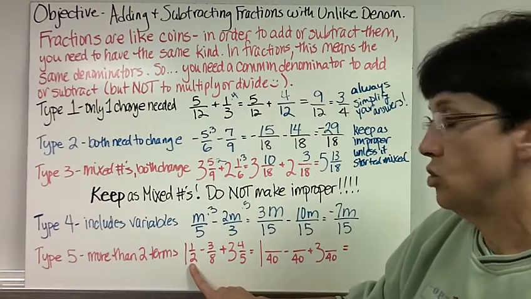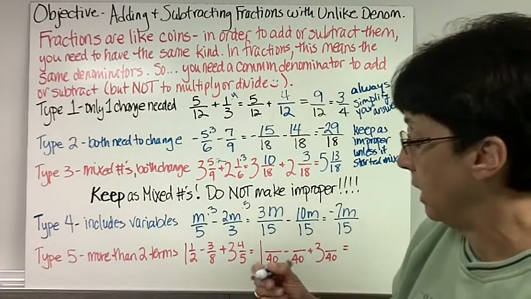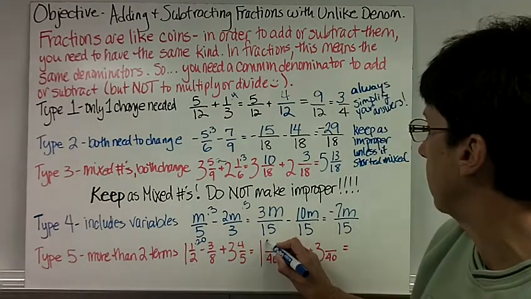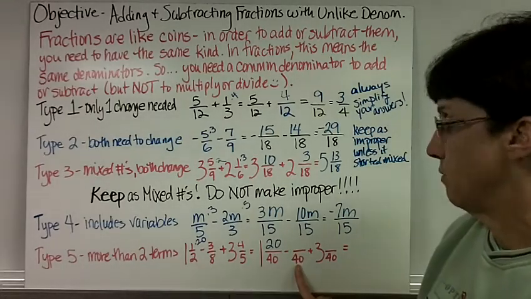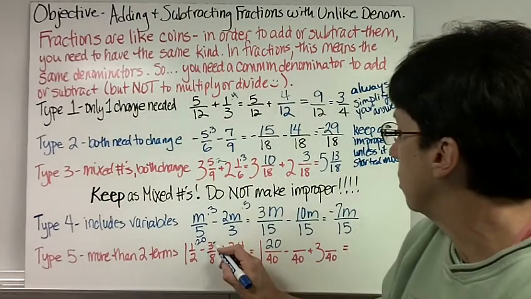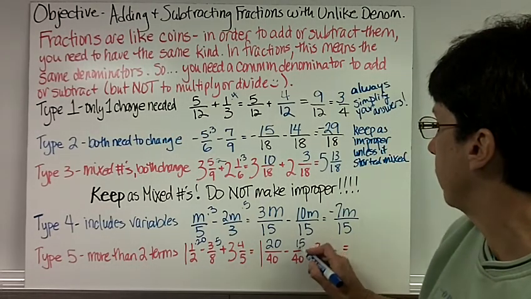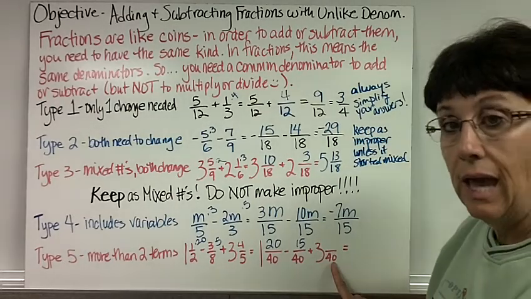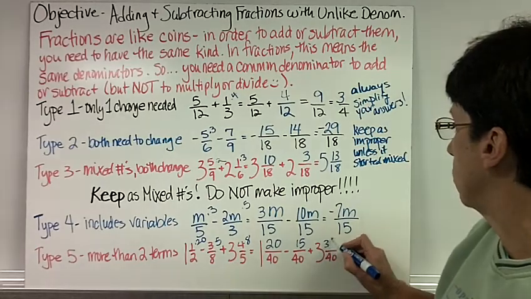What did I multiply the 2 with to get it to be 40? 20. So 1 times 20 is 20. What did I multiply the 8 with to get it to be 40? 5. So 3 times 5 is 15. What did I multiply the 5 with to get it to be 40? 8. So 4 times 8 is 32.